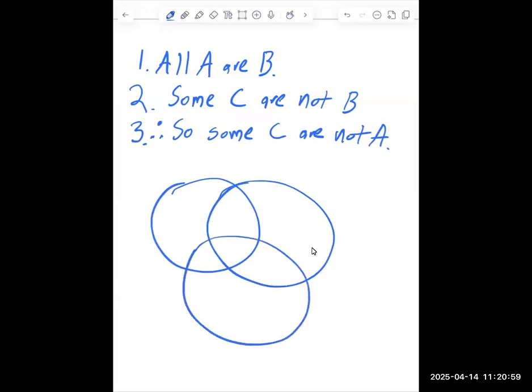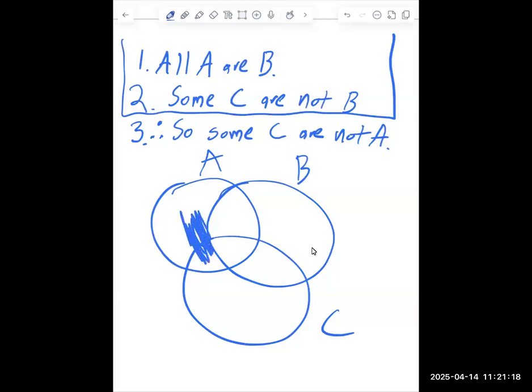All right, draw our Venn diagram again. A, B, C, right? Always start with our all or no statements, all A is B. Well, how do we model that one? We black out every part of A that does not overlap with B. That's what we do. It shows that there's nothing that can go in A that doesn't also go in B.